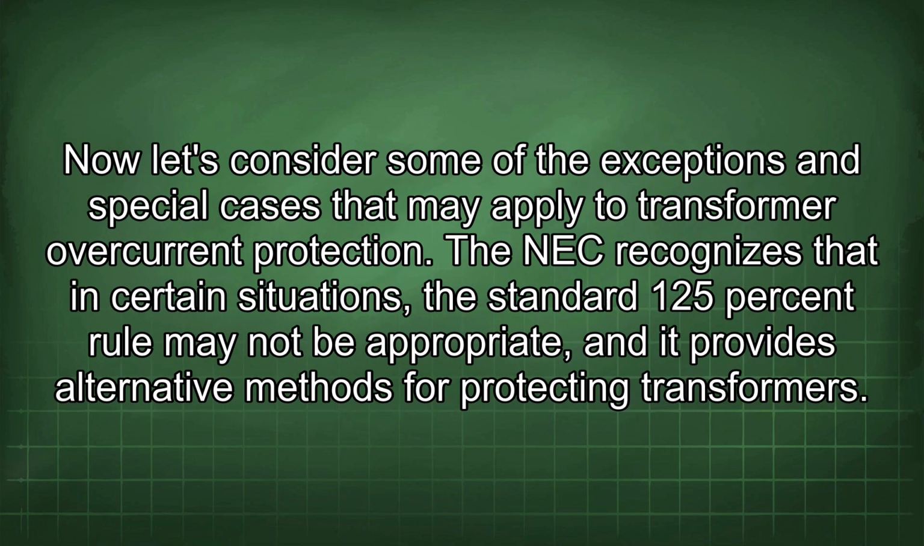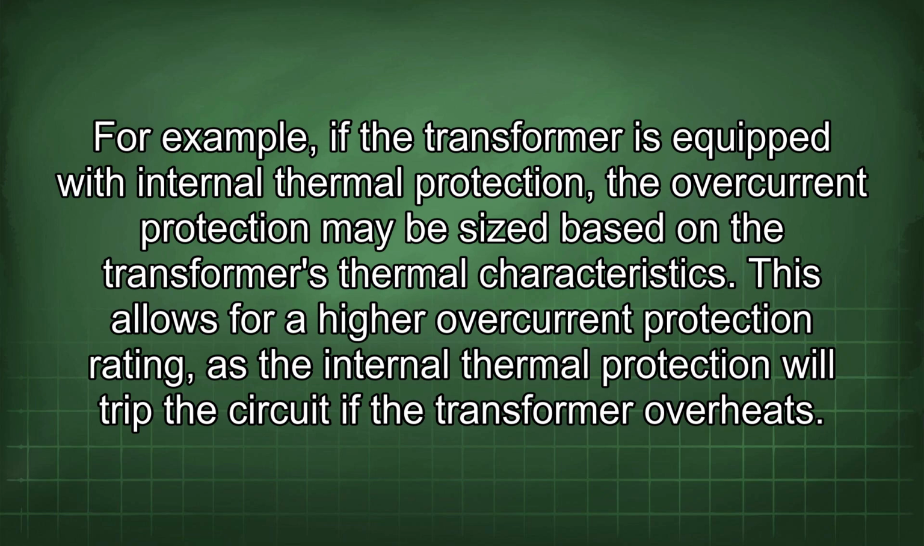Now let's consider some of the exceptions and special cases that may apply to transformer overcurrent protection. The NEC recognizes that in certain situations, the standard 125% rule may not be appropriate, and it provides alternative methods for protecting transformers. For example, if the transformer is equipped with internal thermal protection, the overcurrent protection may be sized based on the transformer's thermal characteristics.